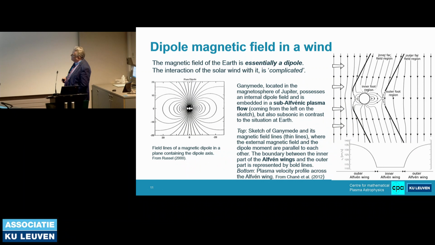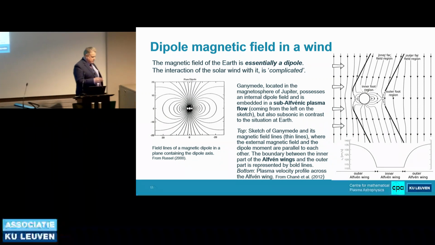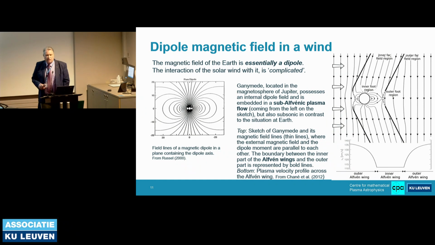It's a subalfvénic plasma flow, and so there you can see that you have these wings, Alfvén wings they are called. And in these wings the magnetic field changes direction, and also the velocity is lower, as you can see here. This is a cross-section over here. So these are the boundaries of these wings. Now, why am I telling this? This is only when the wind is subalfvénic. Now, of course, at Earth, the solar wind is usually, most of the time, superalfvénic.